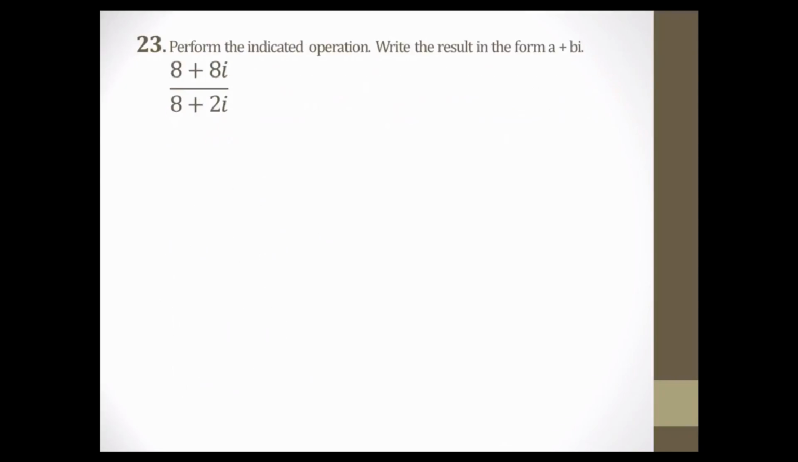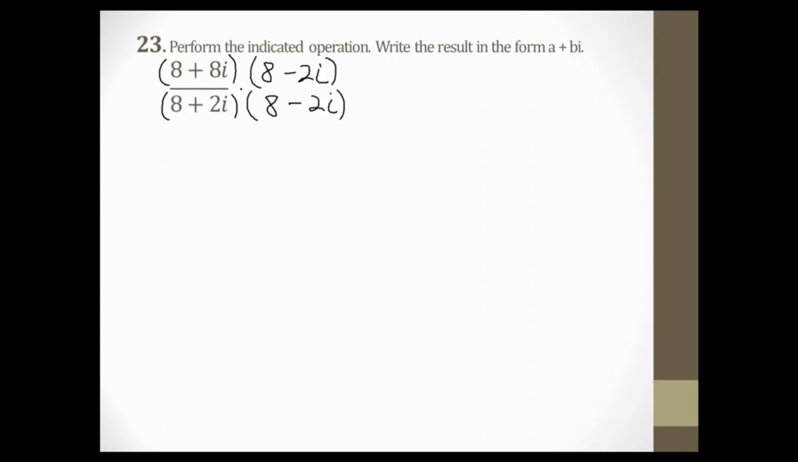Okay, problem number 23. Perform the indicated operation and write the result in the form a plus bi. So mainly what happened is that we don't want to have any i values in the denominator, and to eliminate them we can use the method of multiplying by the conjugate. The conjugate of the denominator would be 8 minus 2i, and we do that to top and bottom.